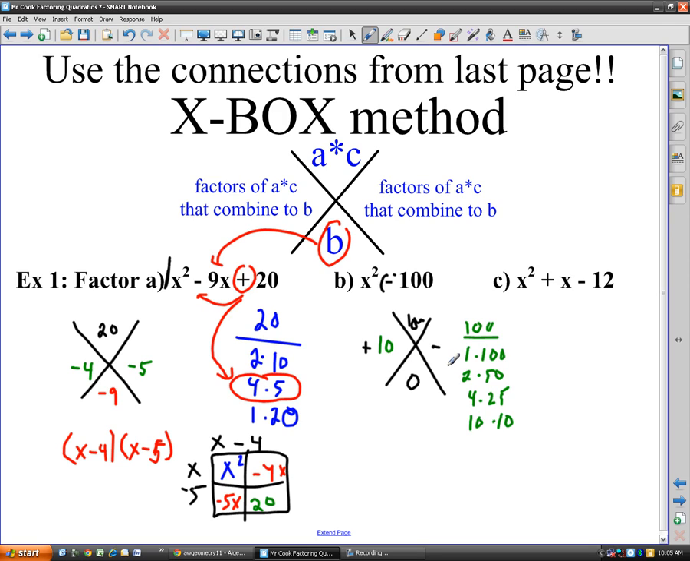So my solution to this problem is going to be x minus 10 times x plus 10. And if I do an x box on that, I can check that out and see that it works. Again, factor, and I would do this for all of these until you really feel comfortable with this. So I get x squared there, I get negative 10x, positive 10x, and in the bottom corner here I get negative 100. You can see if I combine my terms, the middle terms will drop out, which will give me that.